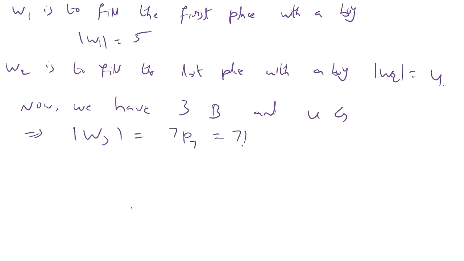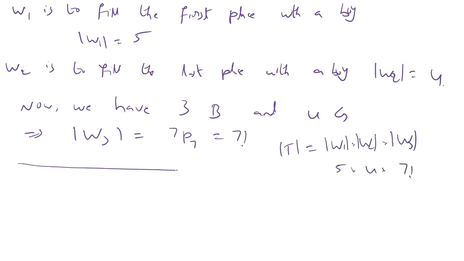Okay. Now the total number of ways of completing the task is equal to the number of ways of doing W1 times the number of ways of doing W2 times the number of ways of doing W3, which is equal to 5 into 4 into 7 factorial. So with this we have completed the first part. Now the second part. Begin with a boy and end with a girl.